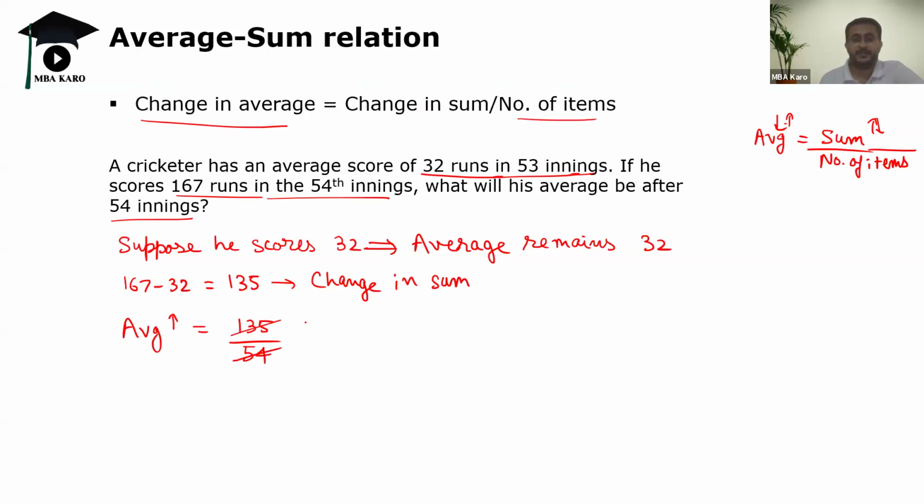Okay, you can divide by 9. You will get 15 and 6, which is 2.5. So his change in average is 2.5. So his average should increase by 2.5. So original average was 32. Add 2.5. His new average becomes 34.5. That is our answer. So this is how we apply this principle.